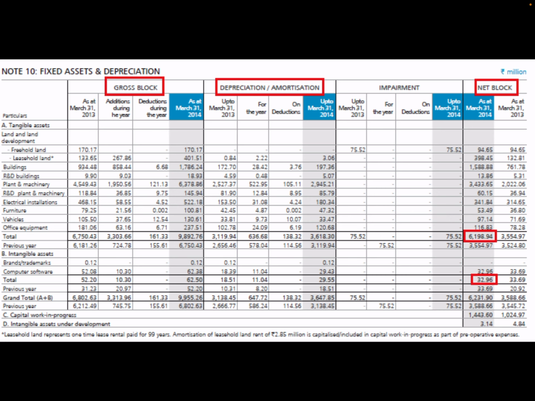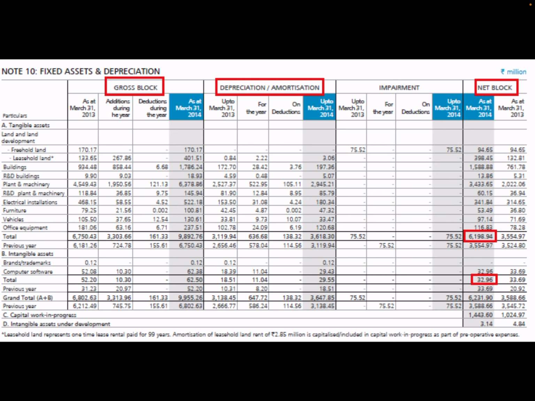At the top of the note, you can see the gross block, depreciation, amortization, and the net block is highlighted. I have also highlighted two net block numbers which tally with what was mentioned in the balance sheet. Let us look at a few more interesting aspects of this note.